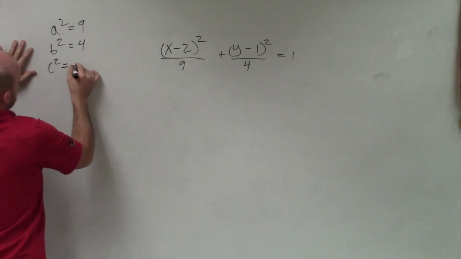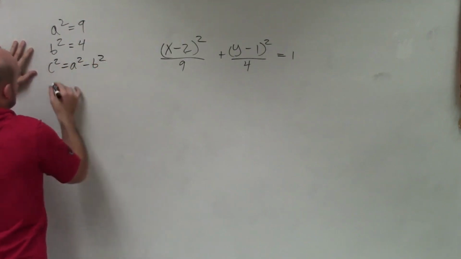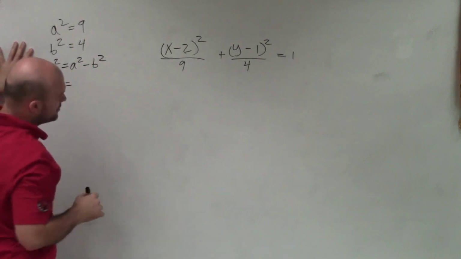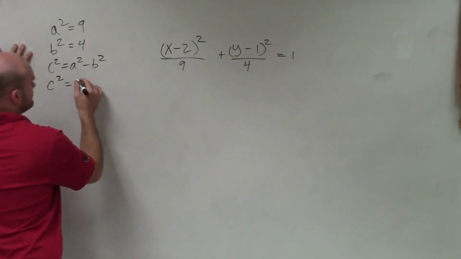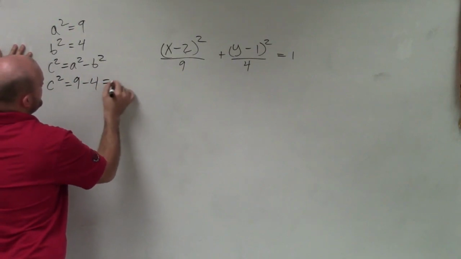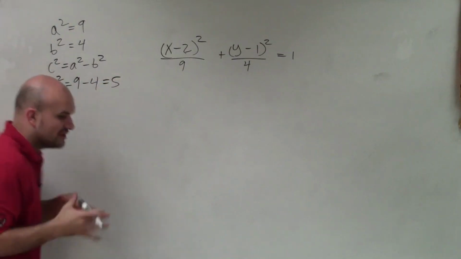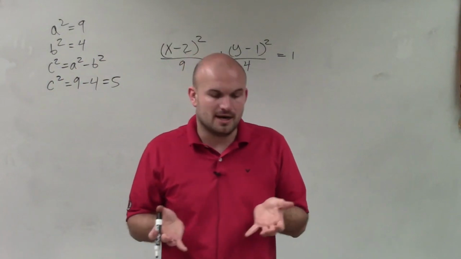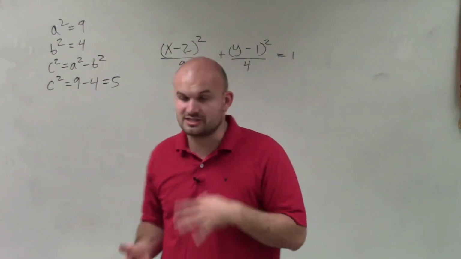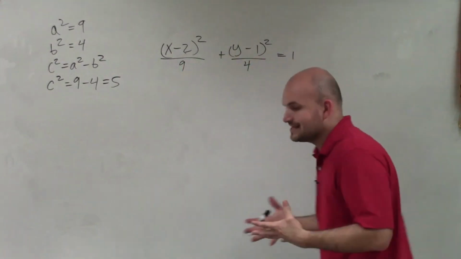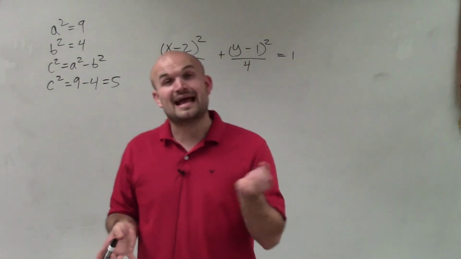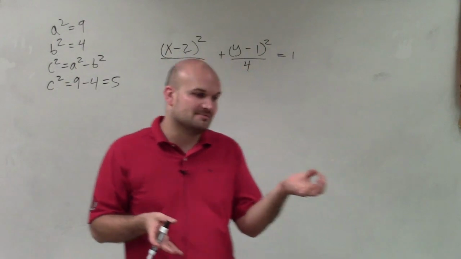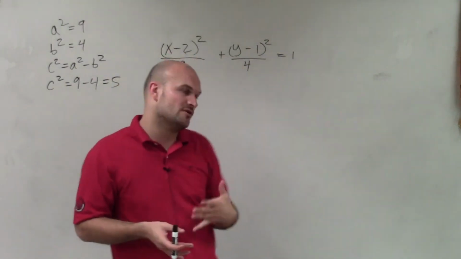And c squared is equal to a squared minus b squared. So c squared is equal to 9 minus 4, which is equal to 5. OK, so now I found my a, b, and c. And that's going to be very helpful for identifying how to find the vertices, co-vertices, as well as the foci. The next thing I need to do is identify the center and also identify where my major axis is. Is it going to be horizontal or vertical?